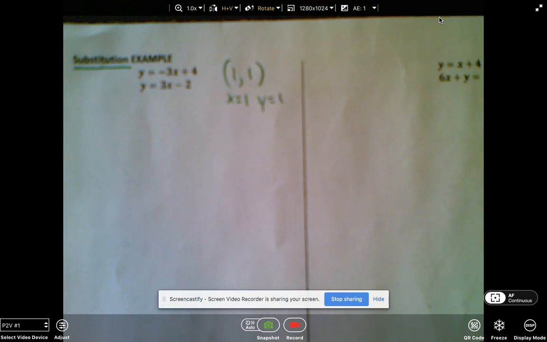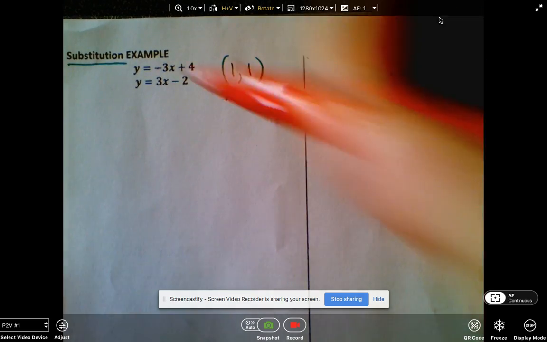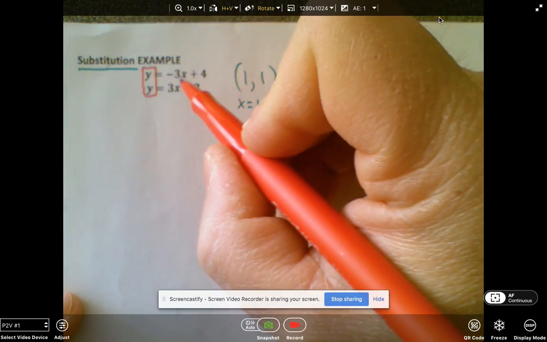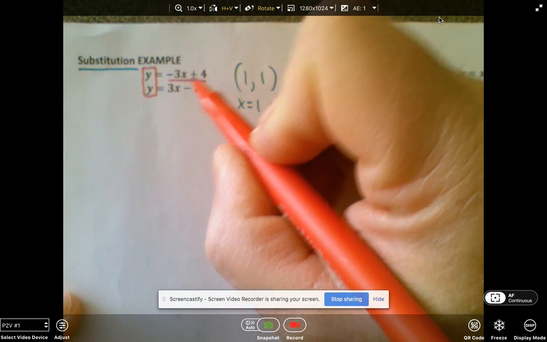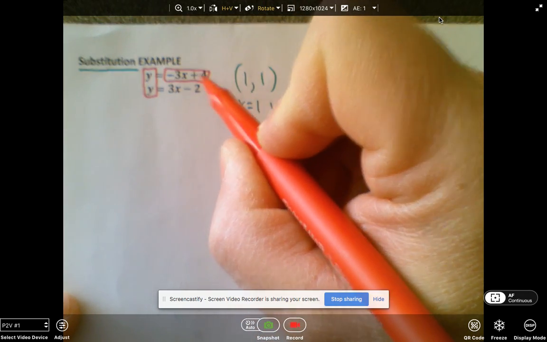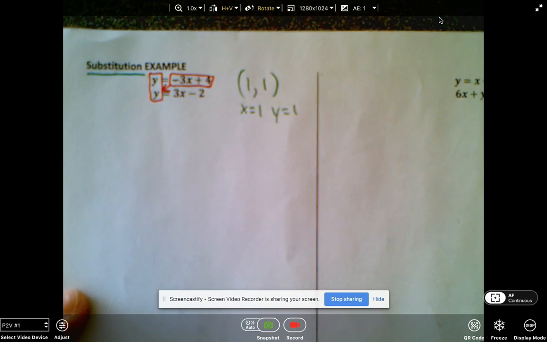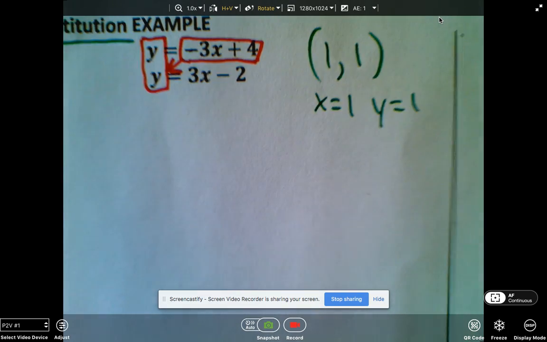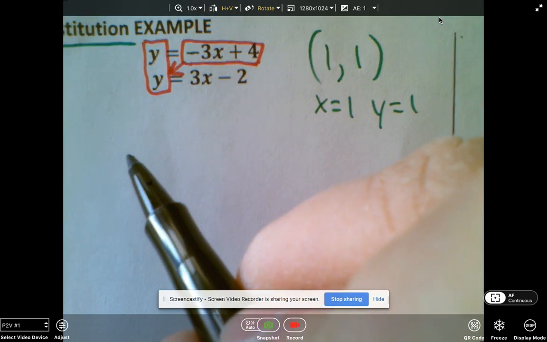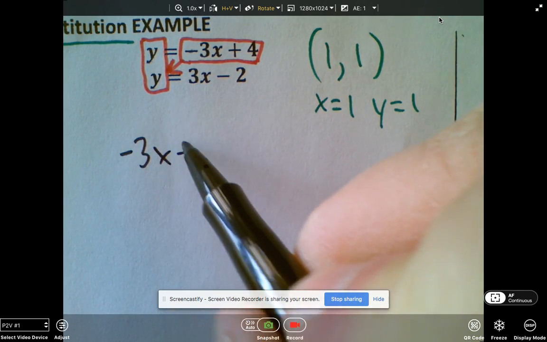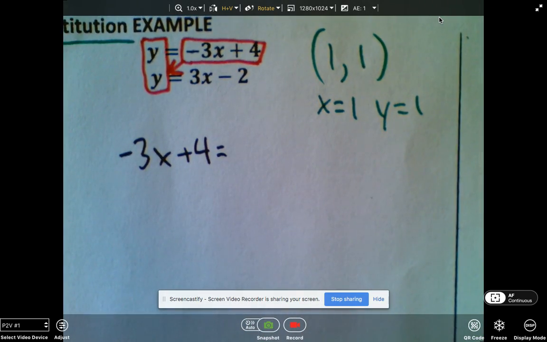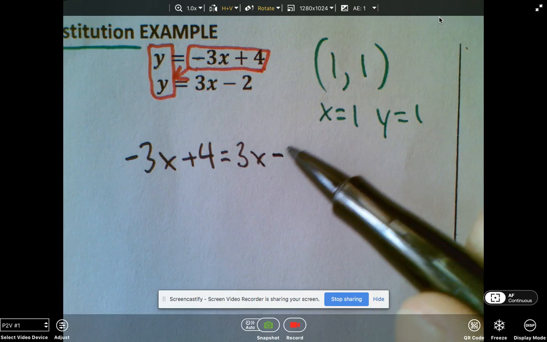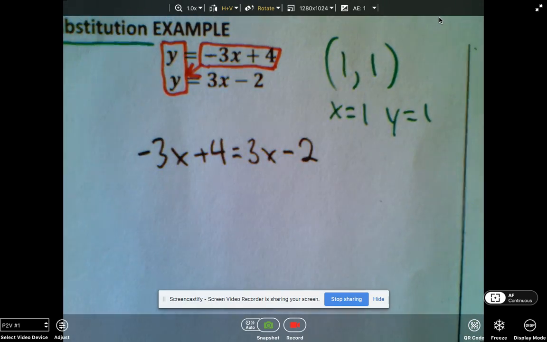So how do we solve by substitution? Well, this is your best case scenario when they're both y equals. You can pretty much set them equal to each other. So you can take this negative 3x plus 4 and you can substitute it for that y right there. So again, you can basically set this equal to this. So if I write that system out for this type of substitution, it would be negative 3x plus 4 equals, does anyone think they can tell me the rest of the equation? Yeah, 3x minus 2.